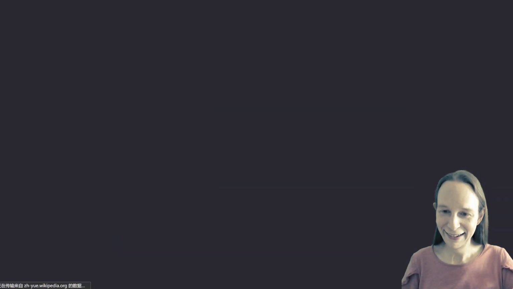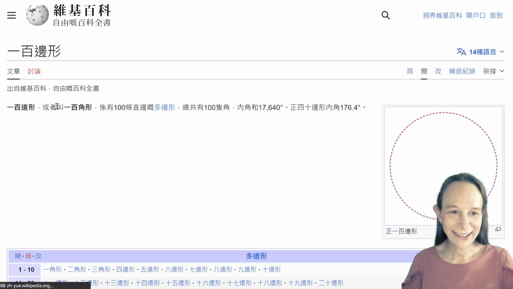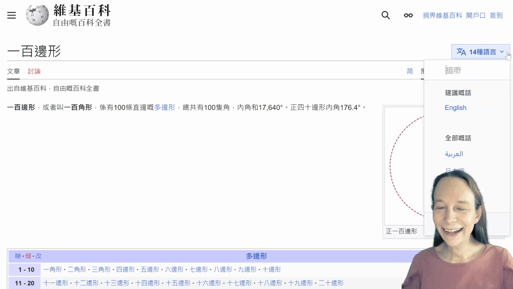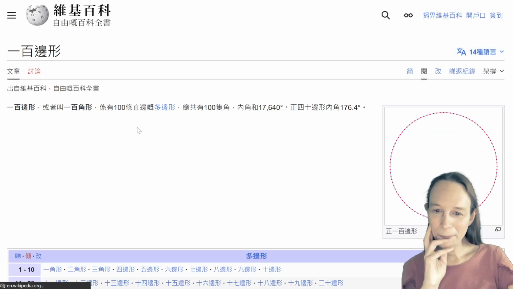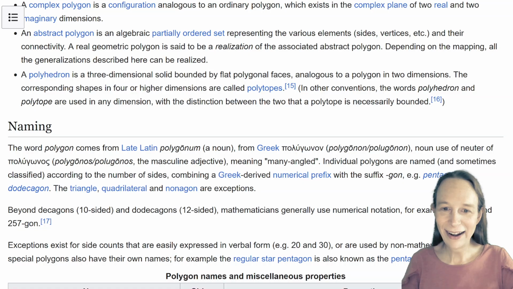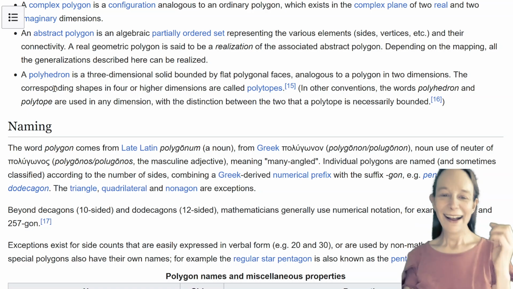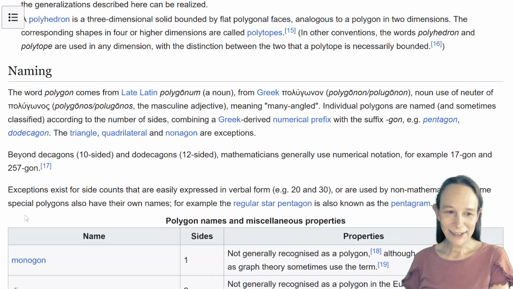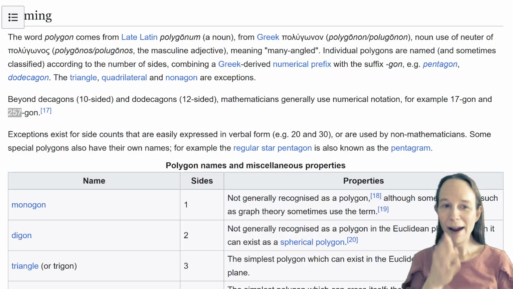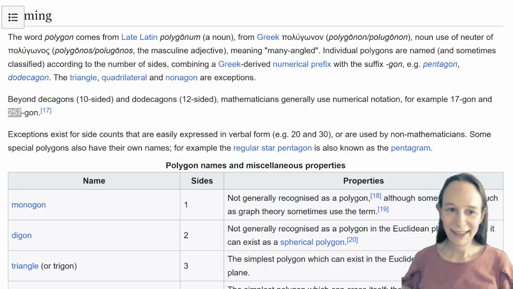How do you say that in English? It's easy to say in Chinese, I can tell you. What's it in English? We don't have a name. It's a 100-hedron. Oh no, 100-gon. 257-gon. Okay, so 257角形 or 257边形.